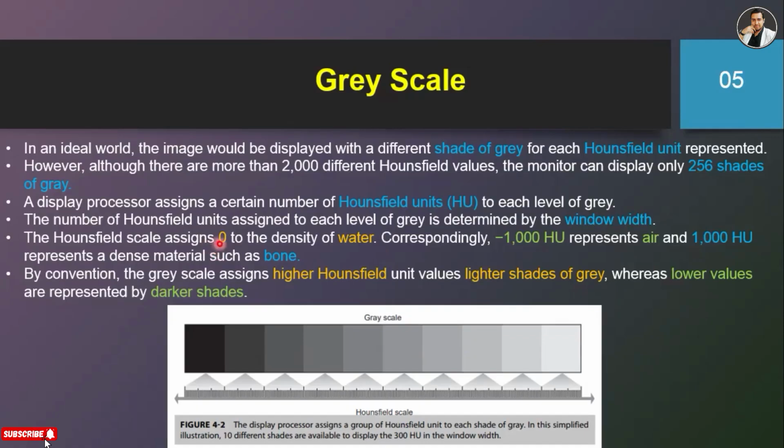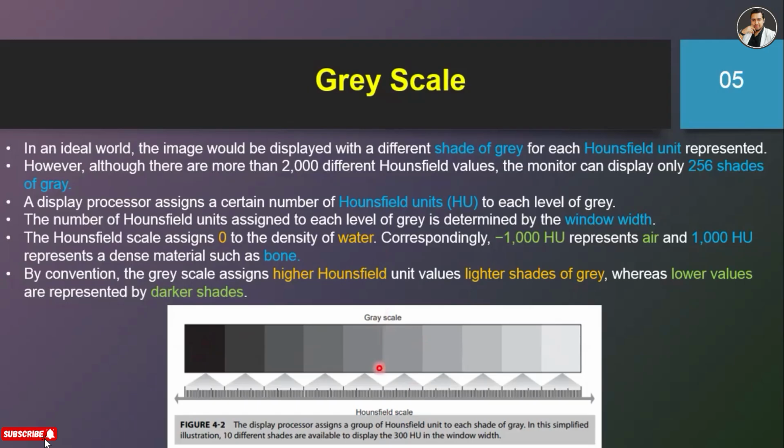The Hounsfield unit of water is 0. So, the Hounsfield unit of air is minus and the density of bone is plus. The Hounsfield unit of air is minus 1000. The density of bone is plus 1000.